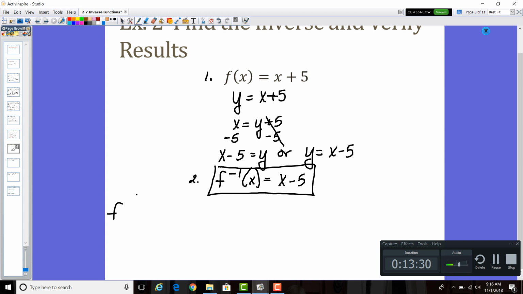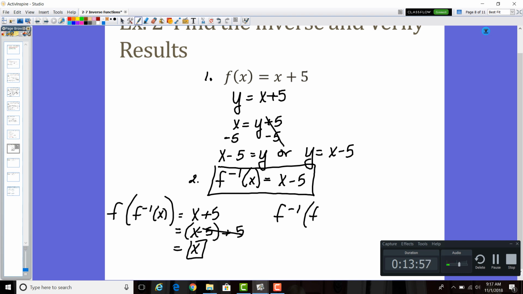Prove that the f you're starting with and that inverse expression you just found are inverses, because if they are, their compositions will equal x. So we're going to start with x plus 5. We're going to plug in the inverse expression of x minus 5. X minus 5 plus 5, those cancel, leaves me with x.